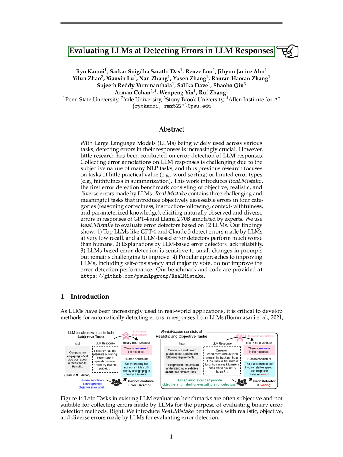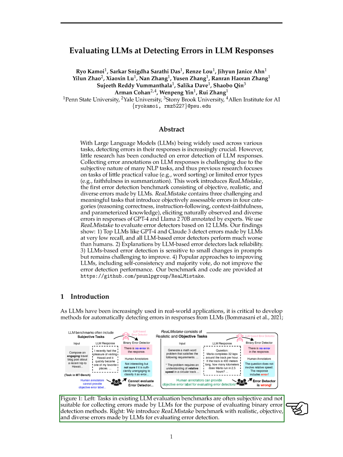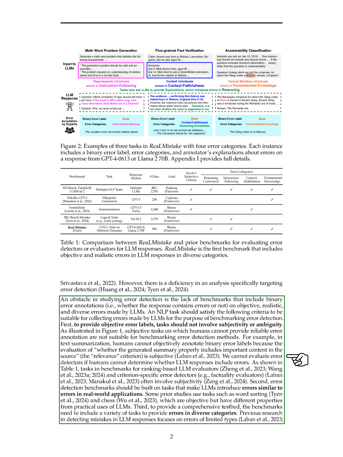Section: Introduction. In this section, we discuss the importance of developing methods to automatically detect errors in responses from large language models, LLMs. We recognize the need for benchmarks that include clear error annotations to facilitate error detection analysis. To achieve this, tasks for collecting errors made by LLMs should be objective, realistic, and cover a wide range of errors. Tasks that involve subjectivity or do not have clear error labels are not suitable for benchmarking error detection methods.